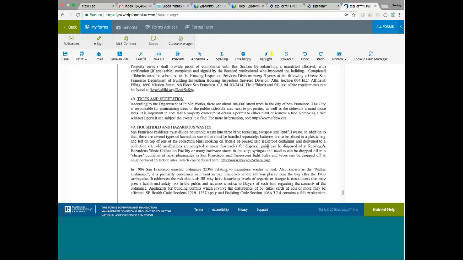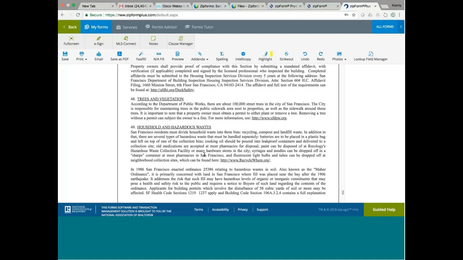Paint can be disposed of at Ecology's hazardous waste collection facility and many hardware stores in the city. Syringes and needles can be dropped off in the sharps container at most pharmacies in San Francisco. So if they have to use needles or syringes, there's a place to dispose of them. You can't just dump it in the bins.